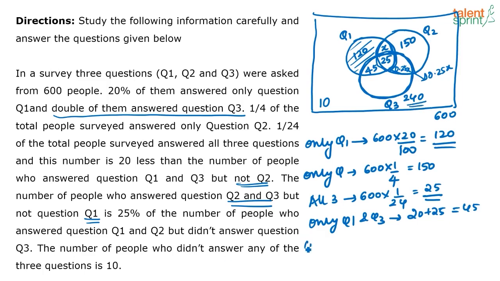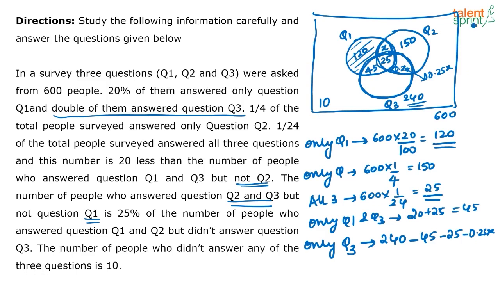So what can I say about how many people answer only Q3? How many people answer only Q3? What is this value? It is nothing but the total people who answer Q3, that is 240, minus all of these values, minus 45, minus 25, minus 0.25 X. So this gives you the number of people who have answered only Q3. Now I have got this also. Then the only variable that I don't know here is X. How do I find out X?